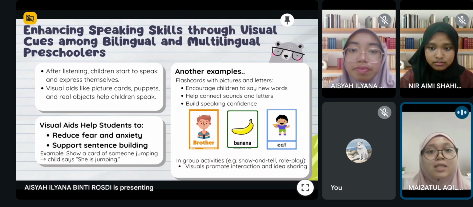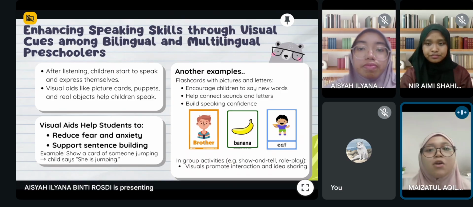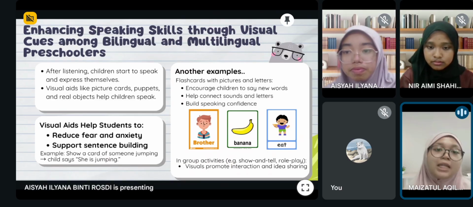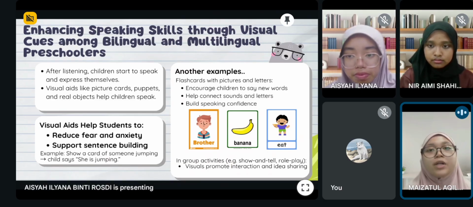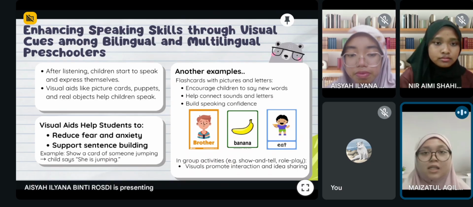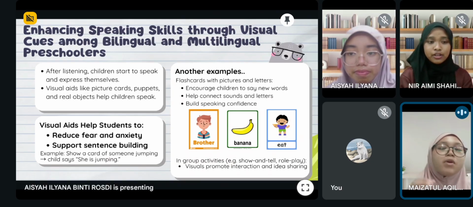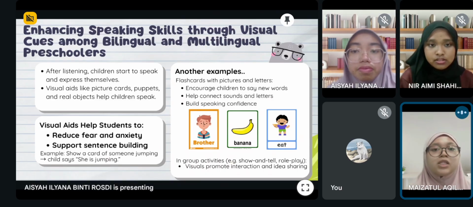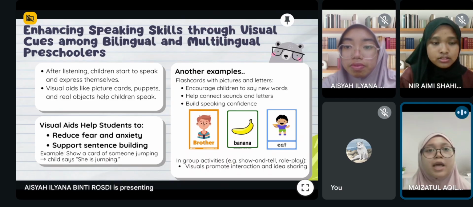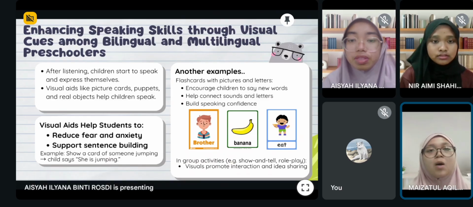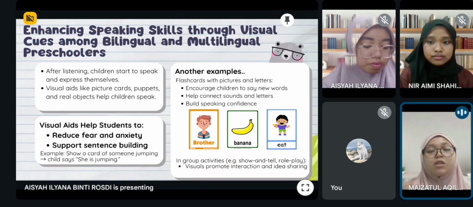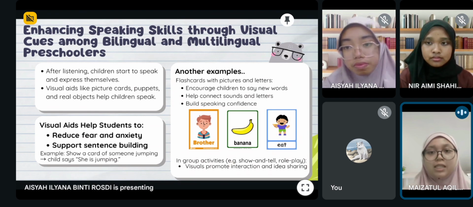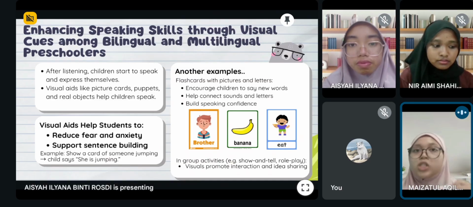Once children are familiar with the sound, they start to speak. Visual aids such as picture cards, puppets, and Braille support this stage by offering cues that reduce anxiety and guide spoken responses. For instance, a teacher might use picture cards showing various actions or objects, prompting children to name them or form short sentences like she is jumping.